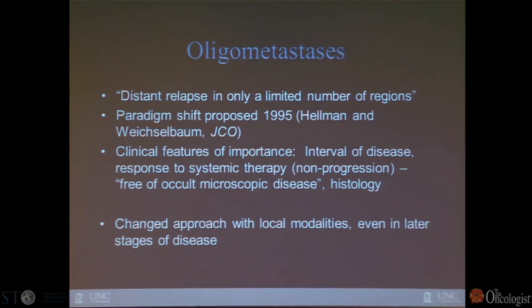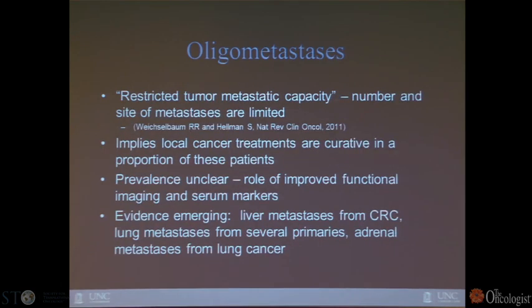We know that there are some features of clinical importance in this clinical entity called oligometastasis. We know that histology and the sites of metastasis do matter. We know that the disease-free interval matters. And we also know that the response to systemic therapy, at least non-progression in response to systemic therapy, also matters, because we want to be convinced that the patient is free of occult microscopic disease. What it has done is really change our approach with local modalities, even in the face of stage 4 disease.